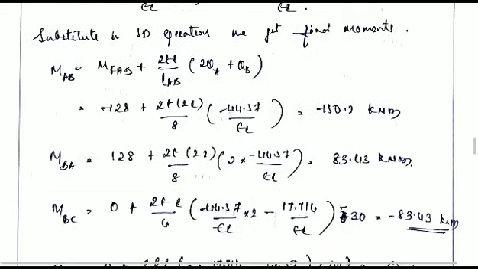Similarly, the final moment at joint B for member BA will use the same formula, MFBA plus 2EI by LBA, 2 theta B plus theta A. Theta A is 0. Substituting all values, that is 128, the fixed moment at B, plus 2E, 2 times I divided by 8, 2 into minus 44.57. Here 2 into 2 into 2 is 8 by 8, and EI cancels. So 128 minus 44.57, we get 83.43 kilonewton meter at joint B for member BA.